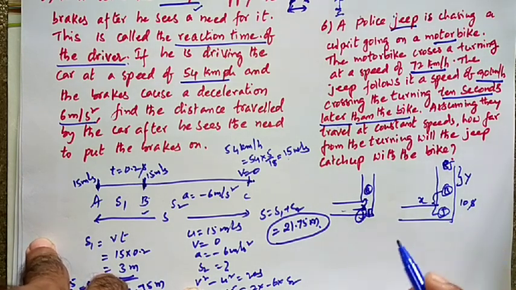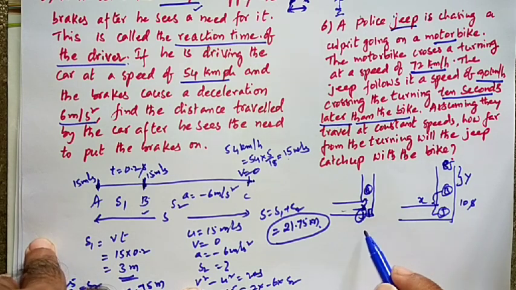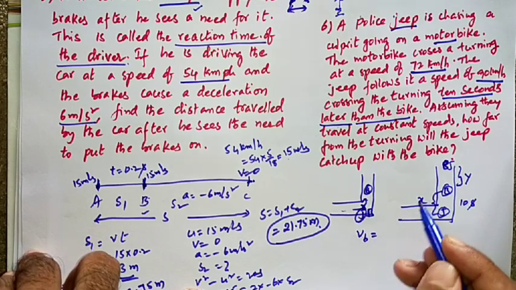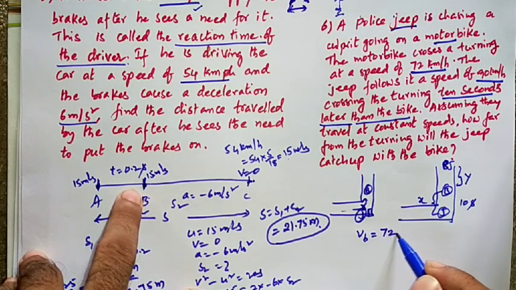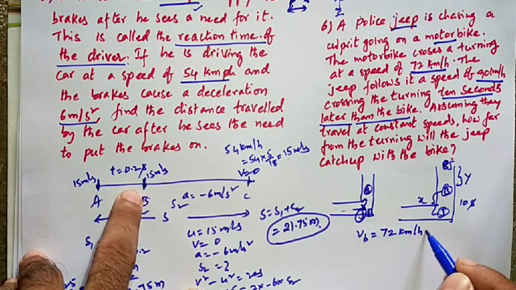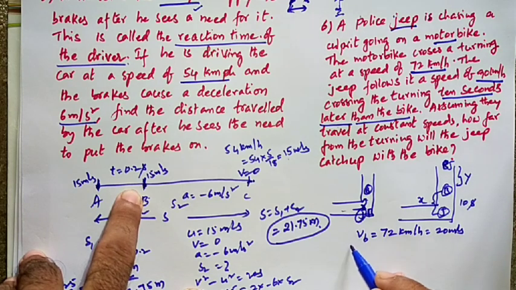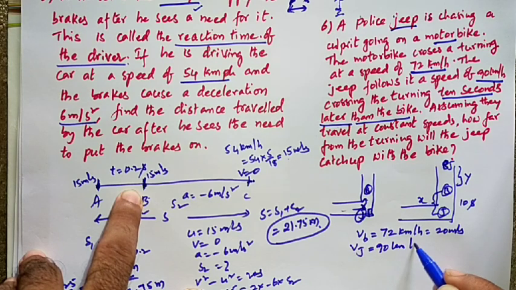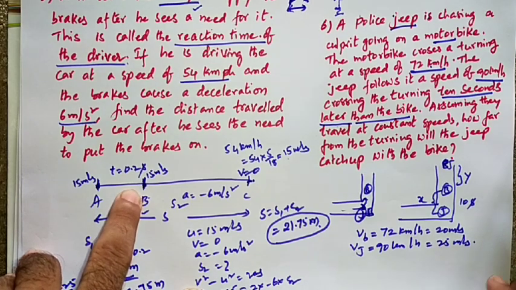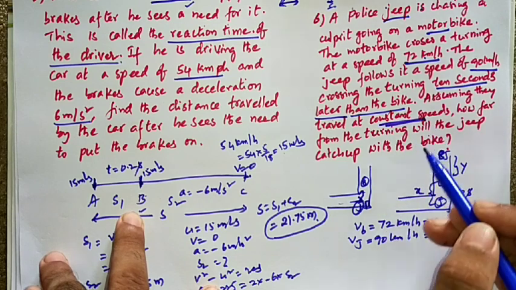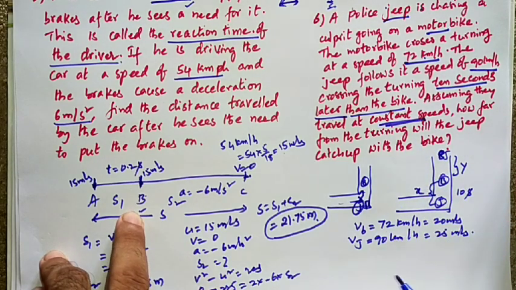Right. Now see from this, what is the velocity of the bike given? Velocity of the bike is given as 72 km per hour. That means how much? 20 meters per second. Similarly, velocity of the jeep is how much? 90 km per hour. How much is this? 25 meters per second. Now apply, as they both are moving with constant speeds, there is no acceleration.